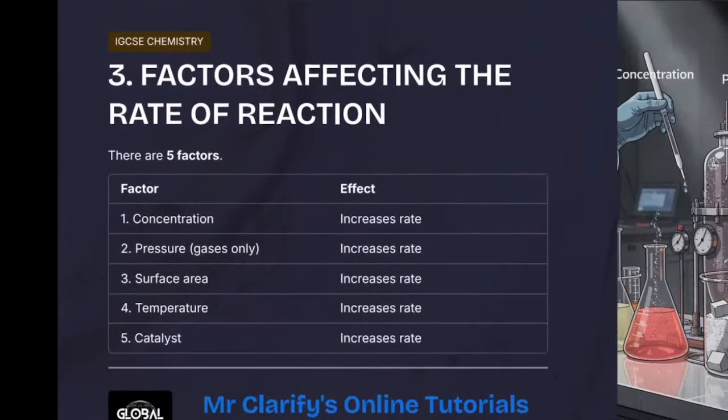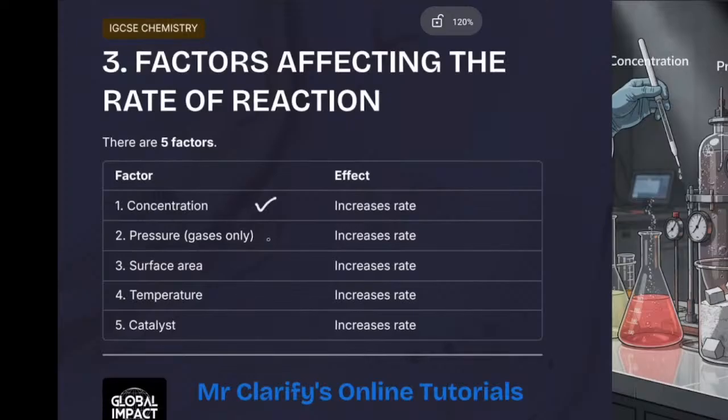Now, when you look at this, there are 5 factors that possibly can affect your rate of reaction. Here are the 5, okay? 5 factors that can affect the speed at which a reaction is happening. Factor number 1, concentration. Factor number 2, pressure, surface area, temperature, and put a star on catalyst.